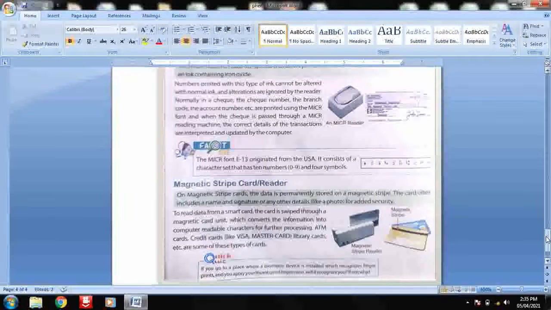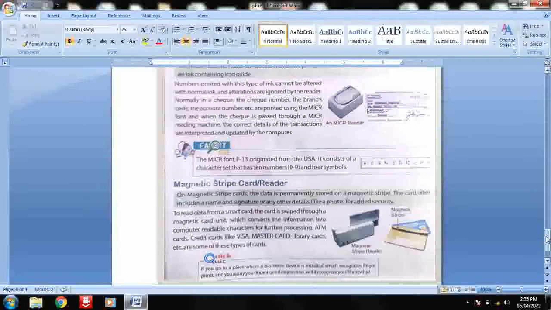Then the next one is the magnetic strip card reader. Magnetic cards, everybody has seen these cards. The strip is there, ATM cards, credit cards, all have seen. So these cards we are using are swiped through a magnetic card unit and the information will be displayed on the computer with readable characters. This strip we can't read, but with the help of a machine the information will be readable. Like credit cards and ATM cards, library cards have such a facility. So this is about the magnetic strip card reader. So this was all about the devices.